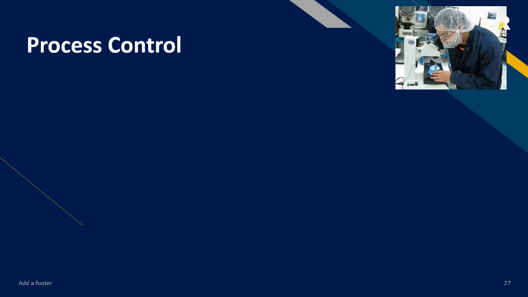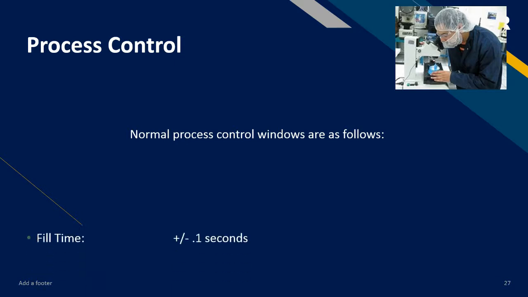So first, take a look at process control windows. Normal process control windows for factors that affect process monitoring would be as follows. We have fill time, which is plus or minus 0.1 seconds.